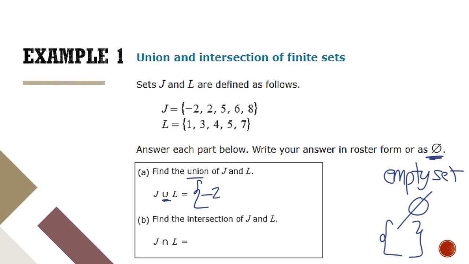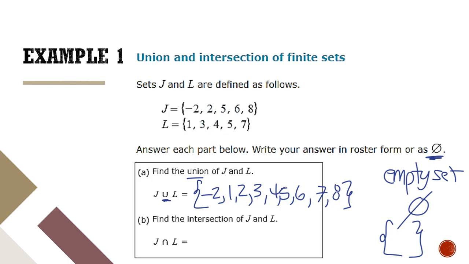So we have a -2. The next one is a 1. Then we have a 2. Then we have a 3. We have a 4. We have a 5. We have a 6. We have a 7. And then lastly, we have an 8. And then I close my bracket. And we have commas between every one to identify this is an element, this is an element. All of those are elements in both of those.